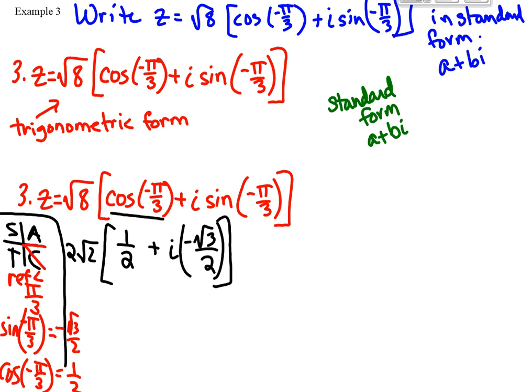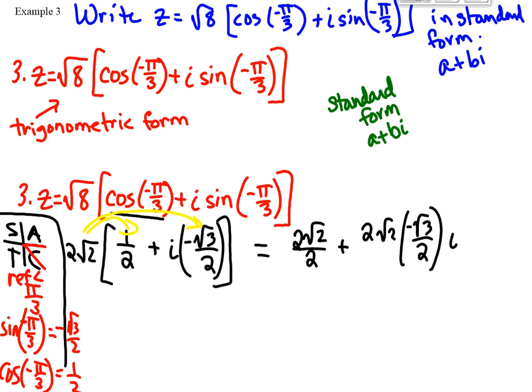And so those are multiplied. I'll just write it like that. So then what that means, as I distribute that across here, I'm going to just multiply that and that. I'm going to get 2 the square root of 2 over 2 plus, and I'm going to put that i in the back, 2 the square root of 2 times negative, oh, I wrote that wrong. 2 the square root of 2 times negative square root of 3 over 2 i.